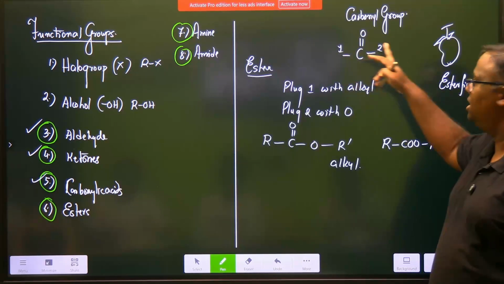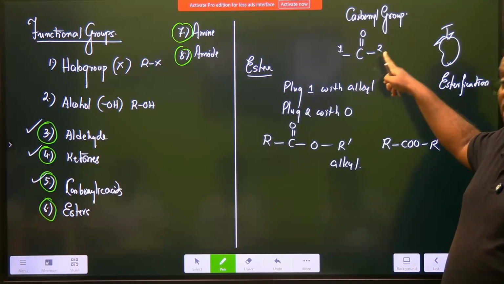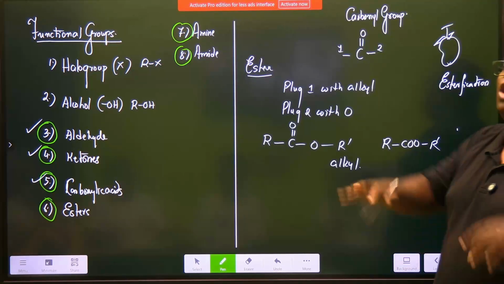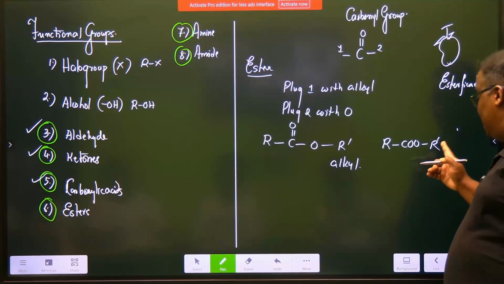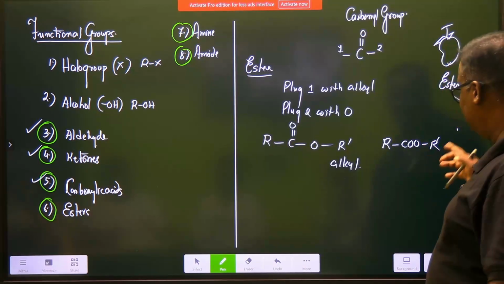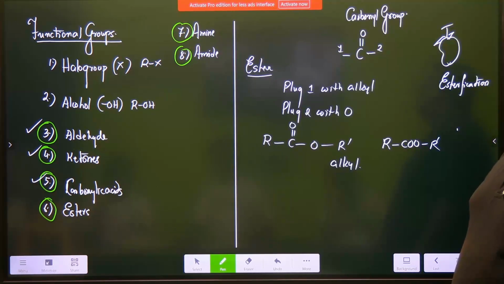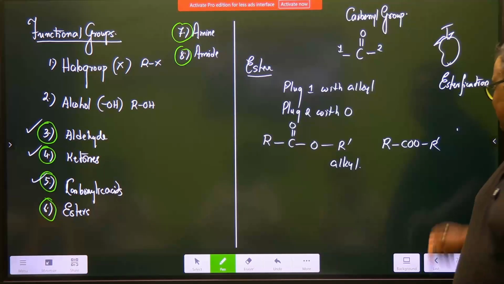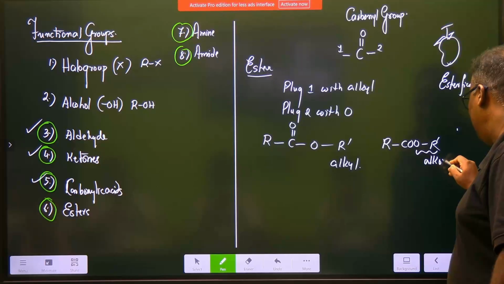Ketone is both sides R. This is R, O, another R. So this is RCOOR'. Got it? How do we name it? How do we name it? The alkyl group, now listen, don't write. The alkyl group which is attached to the oxygen earlier used to be known as alkoxy. This part will be named as, in earlier names, alkoxy.